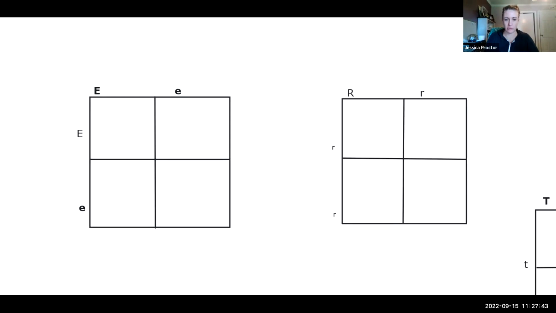Okay, so I guess when I go to share screen, it's going to close the whiteboard and then I'll have to open it back up. Okay.